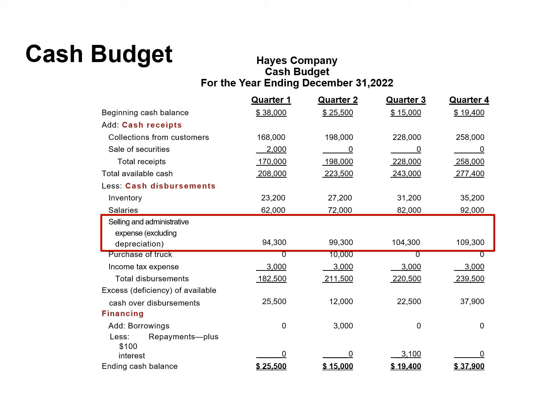This cash budget indicates that the company will need $3,000 of financing in the second quarter to maintain a minimum cash balance of $15,000. Since there is an excess of available cash over disbursements of $22,500 at the end of the third quarter, Hayes will repay the borrowing plus $100 of interest in Q3.